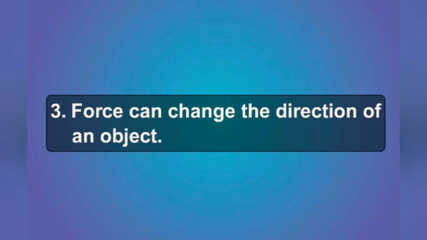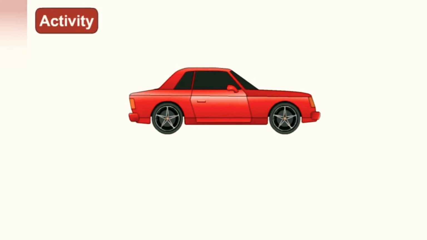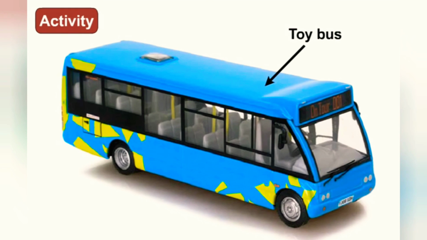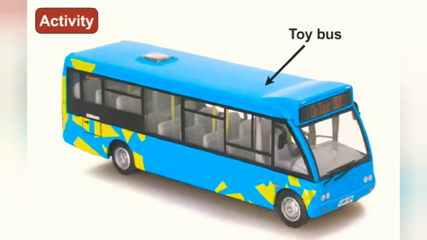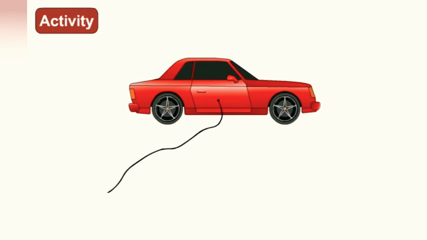Students, force can change the direction of an object as well. To prove this, look at the activity. Do you have a toy car? Or a bus? Or even a motorcycle? Take a toy car, or a bus, or a motorbike, and tie a thread in the middle of one side of a spring around the car.